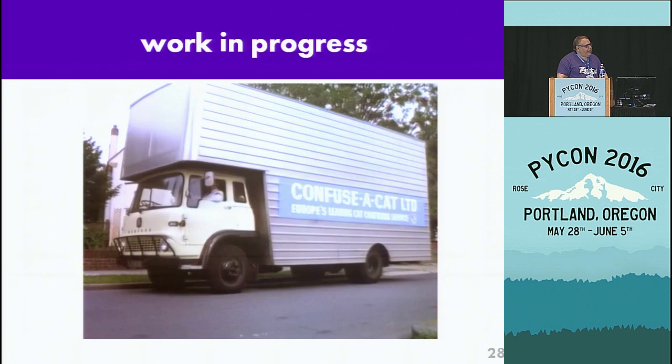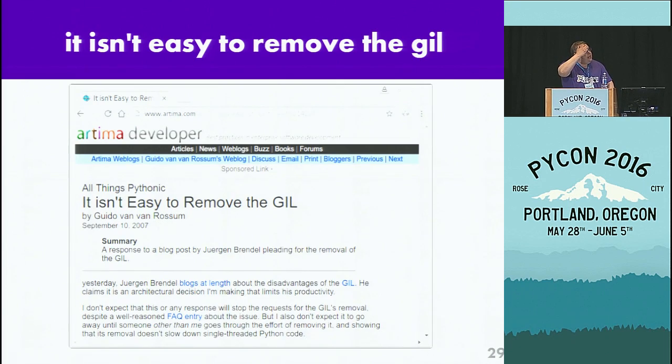Now, I have been working on this for a couple of months. My original code name was Confuse-a-Cat. Then I thought of Gilectomy, and I was like, oh no, that's the name. We're done. I've gone back a lot of times to this essay that Guido wrote in 2007 titled It Isn't Easy to Remove the GIL, on his old Artima blog.